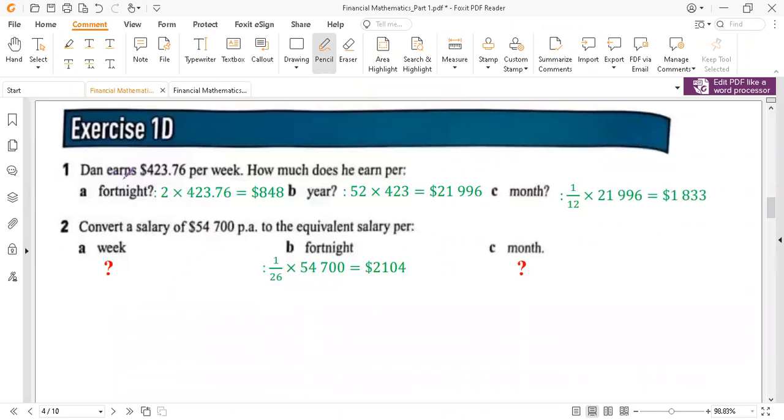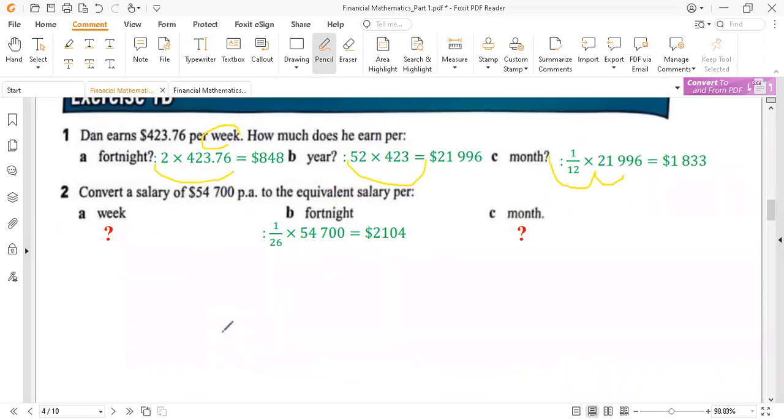For example, Dan earns $423.76 per week. How much does he earn per fortnight? Normally we have the weekly salary, we multiply it by 2 to obtain the fortnightly salary, and we multiply it by 52 to obtain the yearly salary. It is easy to use the yearly salary and divide it by 12 to obtain the monthly salary, because as I said before, the monthly salary can't be deduced directly from the weekly salary.